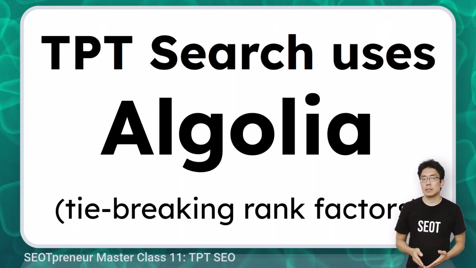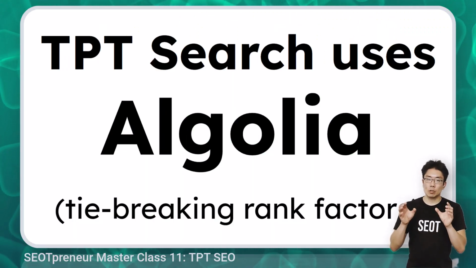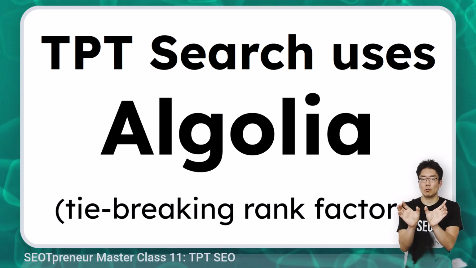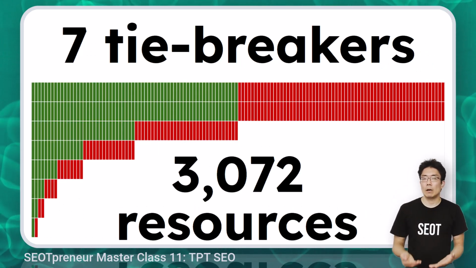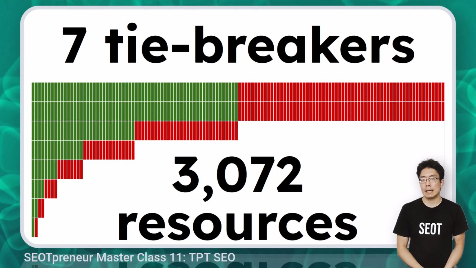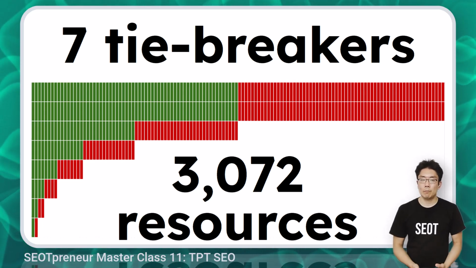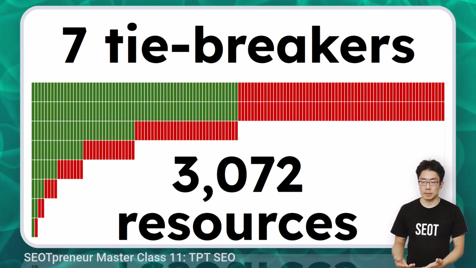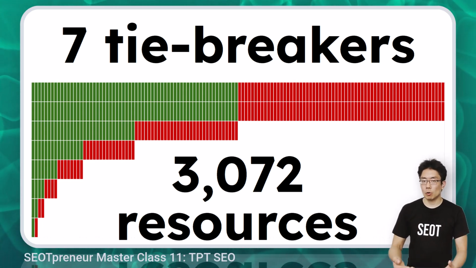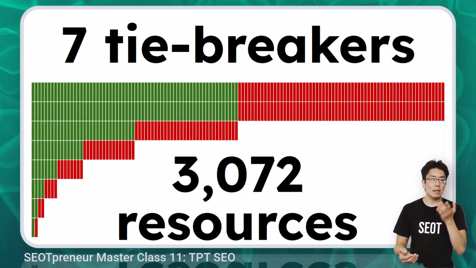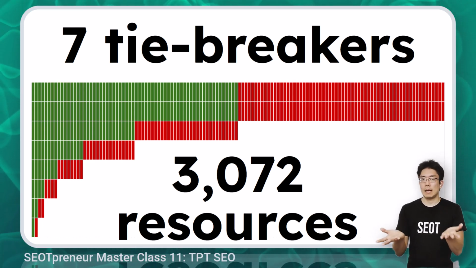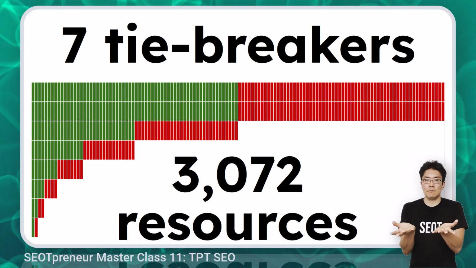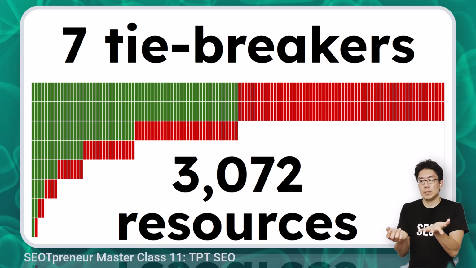TPT Search uses Algolia, which is a search engine that uses a tie-breaking algorithm to figure out where you should rank. They have 8 rules, but only 7 of them apply to TPT land right now. So there are 7 tiebreakers. If you start with 3,072 resources, then when you hit the first Algolia criteria, you're either going to be in the first group or the second group. And just for this thought experiment, I'm saying that each group is 50-50. So you want to be in that first group, which is in the green.